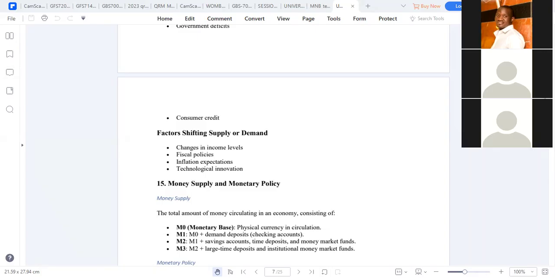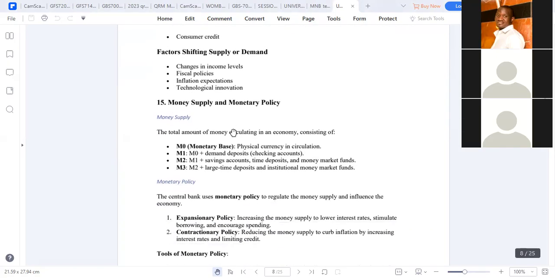Inflation expectations sometimes play an important role in the supply of loanable funds. When people expect inflation to rise in future, what will they do? They will likely save and invest money in ways that can preserve its value. This can increase the supply of loanable funds. Also, technological innovations in the financial sector can make savings, investing, and lending more efficient and increase the supply of loanable funds. Okay.